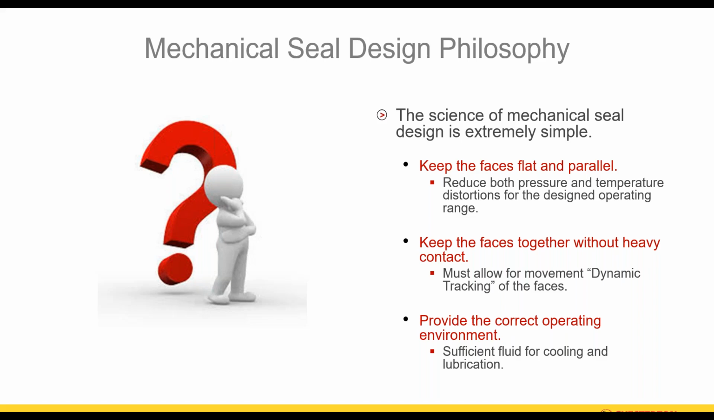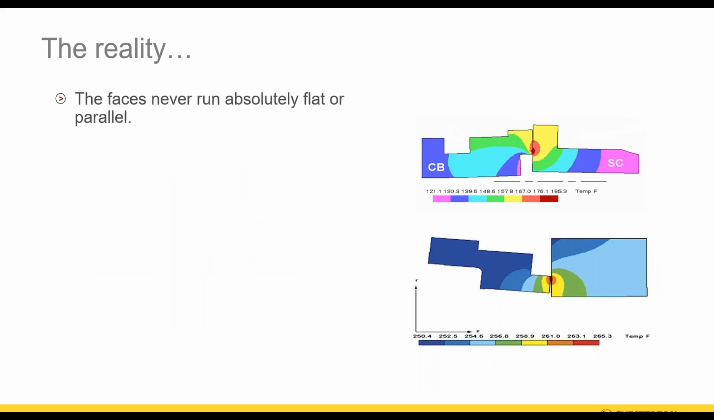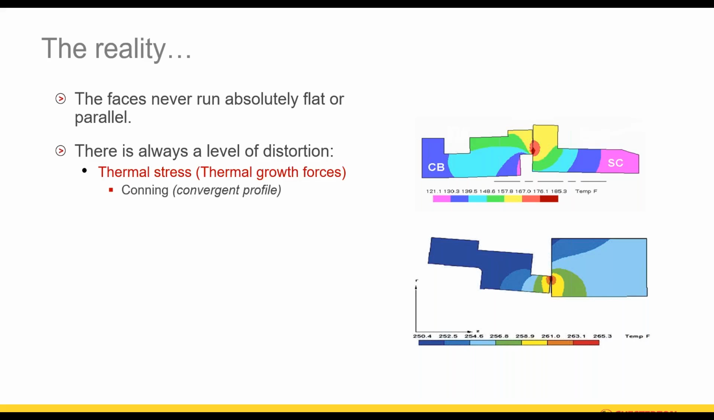So what's the reality of these seal faces in operation? The reality is they never absolutely run flat and parallel. We know that. It's just the physics of how these things work. There's always a certain amount of distortion in these seal faces, and the designers have to take that into account. A good seal design, in essence, designs for those distortions. So as the distortions occur, and they will, the faces will tend to run as near flat and parallel as possible.